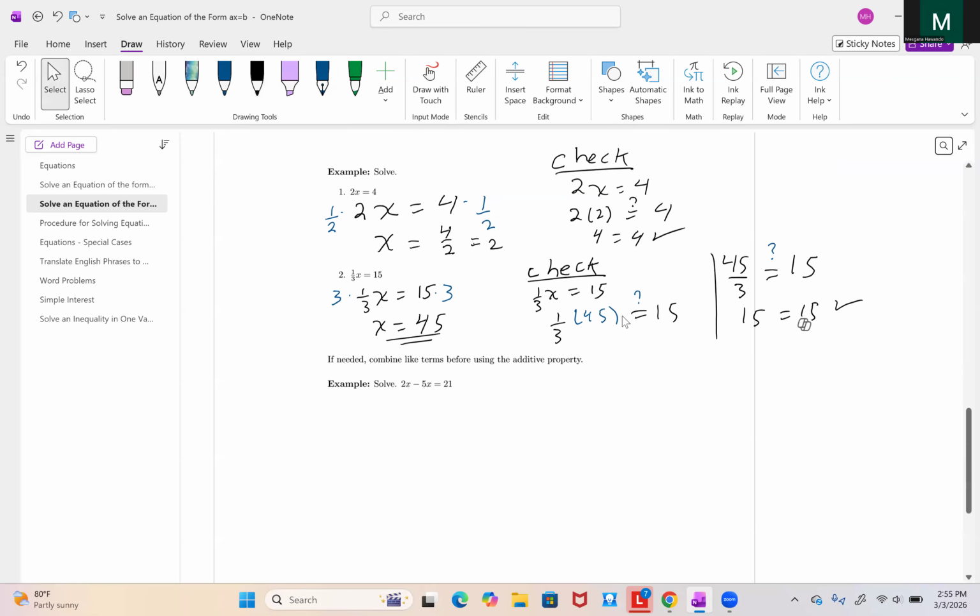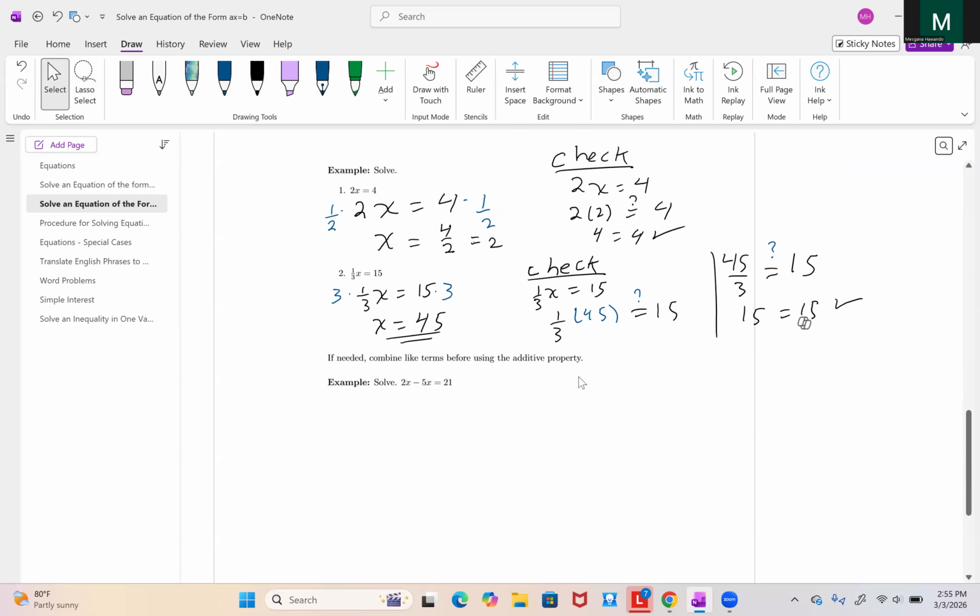If needed, combine like terms before using the multiplication property.